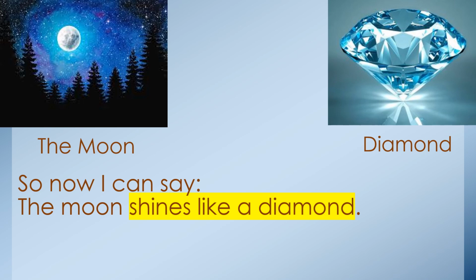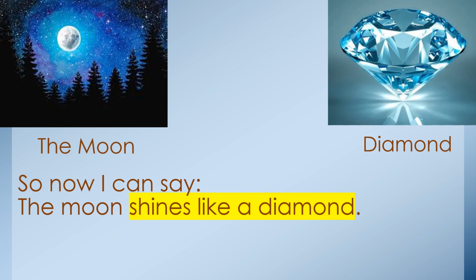What you see here is obviously a picture of the moon and a diamond. The moon and a diamond are two completely different things. But there is one thing that is common between them, and that is they both shine. A diamond is a stone that shines, and the moon, a natural satellite of the earth, shines in the night sky.